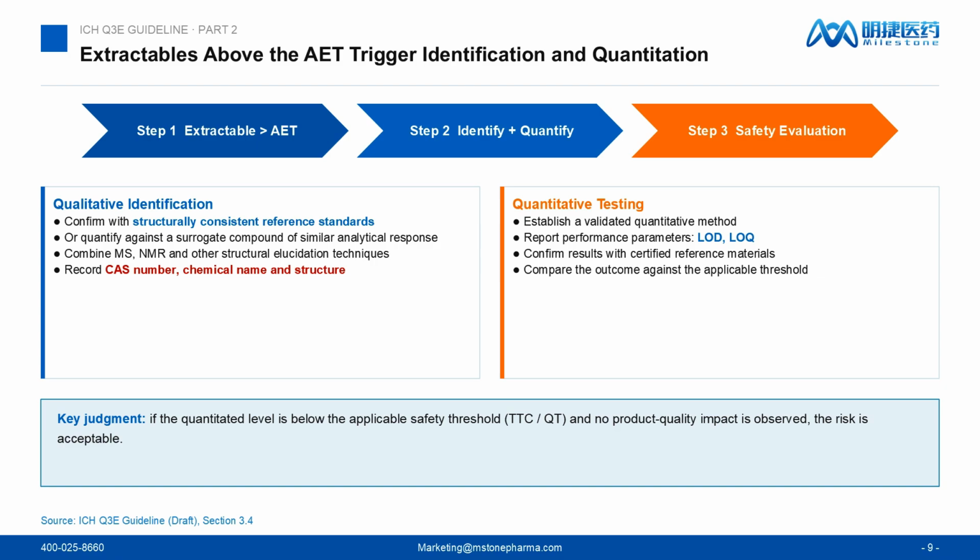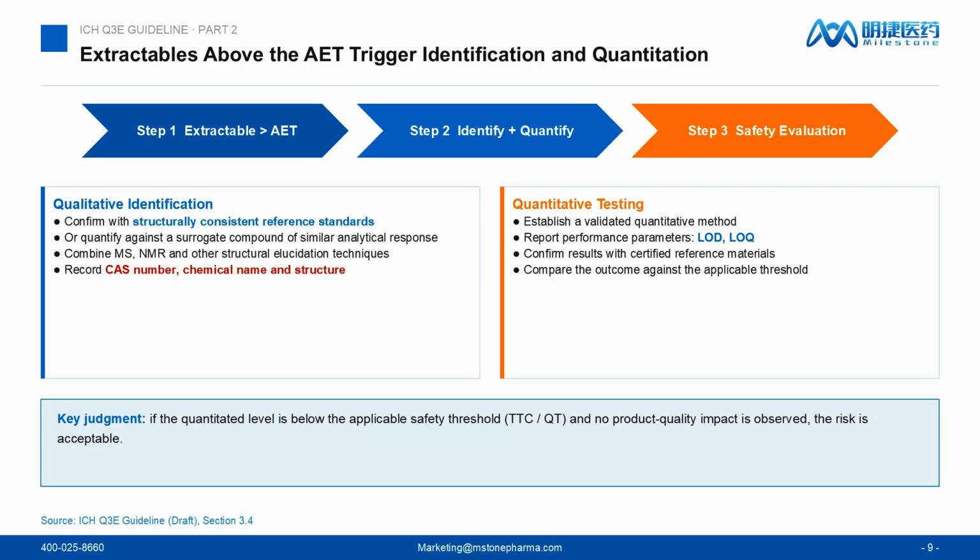Identification means you determine a structure, ideally confirmed against a reference standard with the same structure, or at minimum a surrogate with a similar analytical response, supported by mass spectrometry and NMR evidence. Record the CAS number, chemical name, and structure. Quantitation means you build a proper quantitative method, with defined detection and quantitation limits, and confirm results with reference materials. Step 3. Safety evaluation, comparing the measured level against the applicable safety threshold.